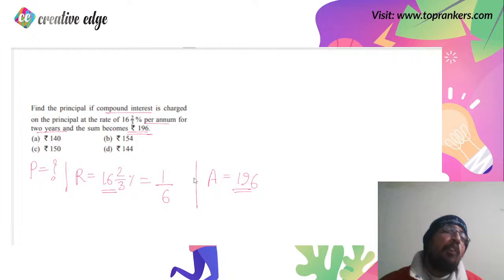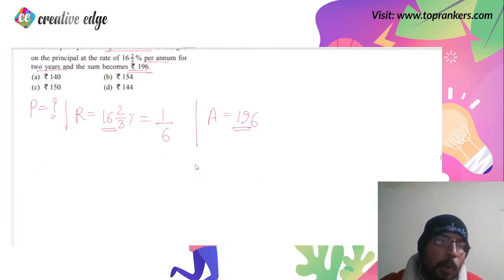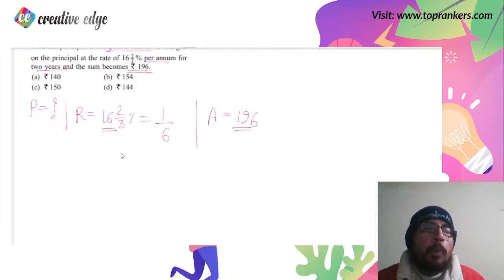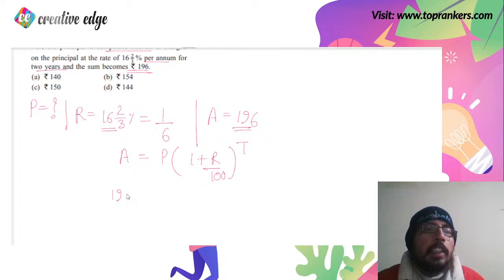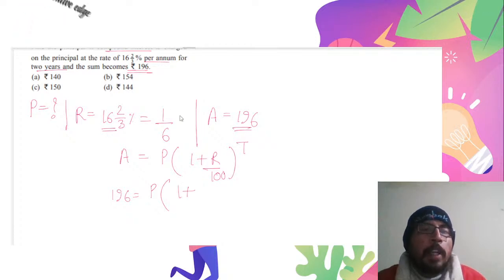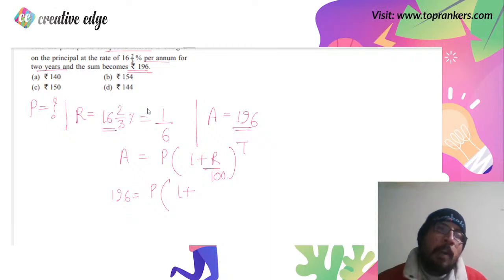Now what to do? So again you can apply the formula. Our formula is A is equal to P times 1 plus R by 100 to the power T. The amount is given, 196. Principal we have to find out. 1 plus R by 100, R by 100 is 1 by 6.